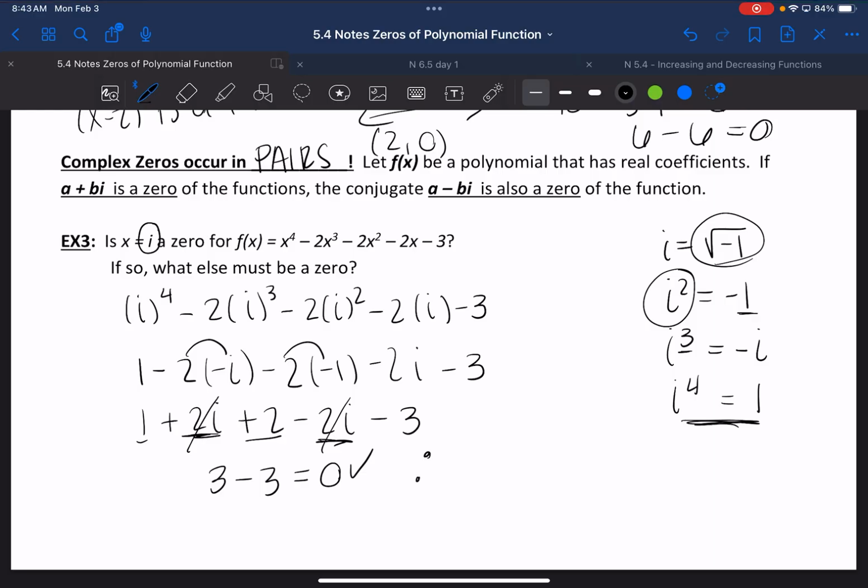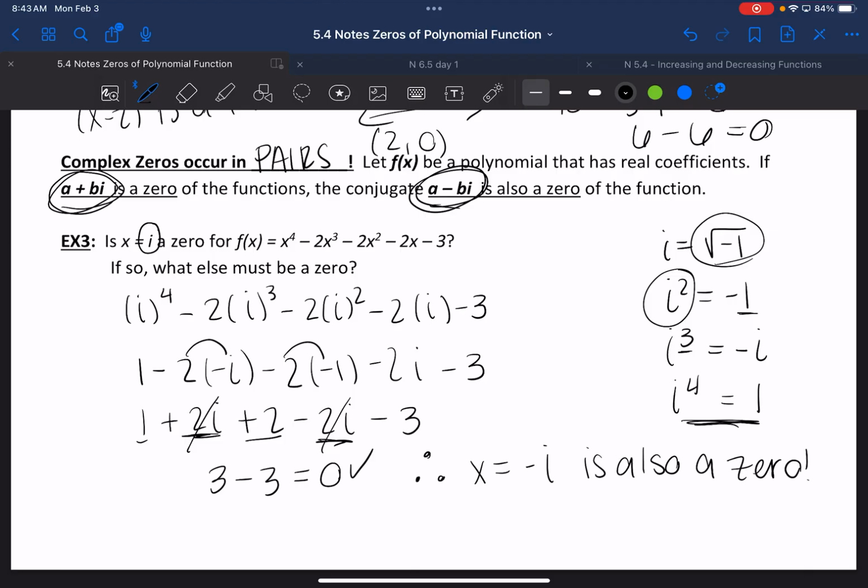So we can say, therefore, x equals -i must also be a 0. Because remember we said up here that if one of them is a 0, so if our positive is, then its conjugate also is, right? So whichever one they gave us, we know that the opposite sign would be true as well. Okay, so if one of them works, then the other. All right. So for our complex numbers, if you've got one of them that works, then we also should have the conjugate.